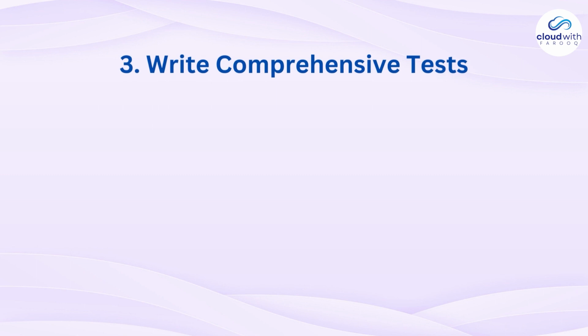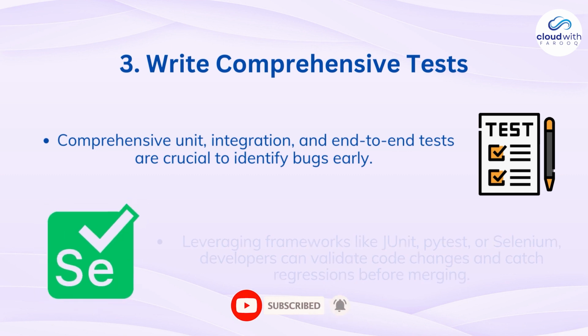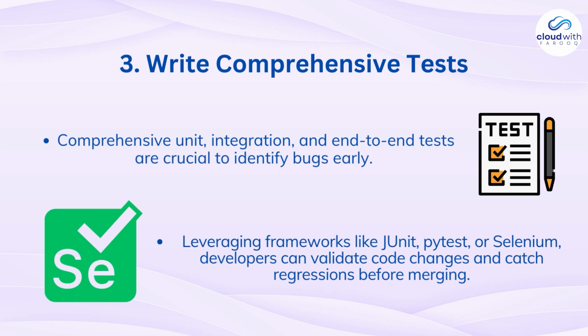Number 3. Write comprehensive tests. Comprehensive unit, integration, and end-to-end tests are crucial to identify bugs early. Leveraging frameworks like JUnit, PyTest, or Selenium, developers can validate code changes and catch regressions before merging.